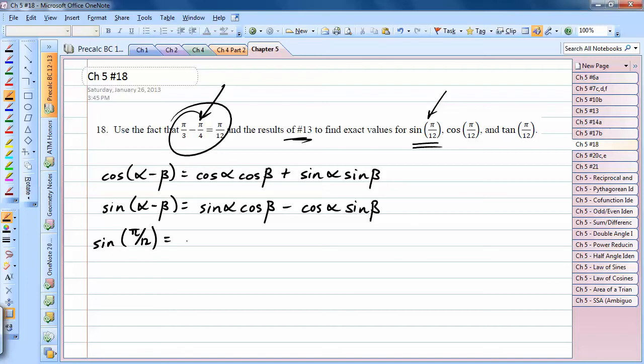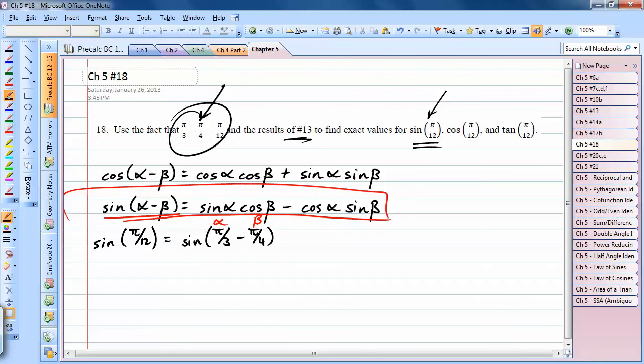So sine of pi over 12 is really sine of pi over 3 minus pi over 4. And I'm going to make the pi over 3 the same thing as alpha, and the pi over 4 the same thing as beta. And now I'm really just plugging into this formula that's right here. So if I just do that, I'm going to get sine of pi over 3 cosine of pi over 4 minus cosine of pi over 3 sine of pi over 4.